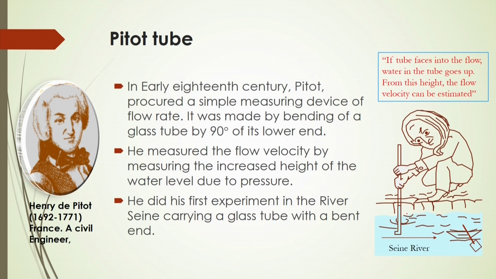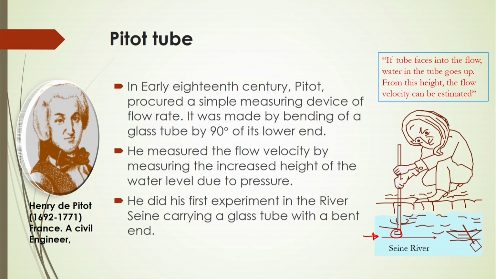In this case he measured the flow velocity by measuring the increased height of the water level due to pressure. He placed this glass tube, with one end bent at 90 degrees, with its opening facing the flow, in the opposite direction to the flow, and placed the tube in such a way in the river. He observed that there was a rise of liquid in the glass tube.